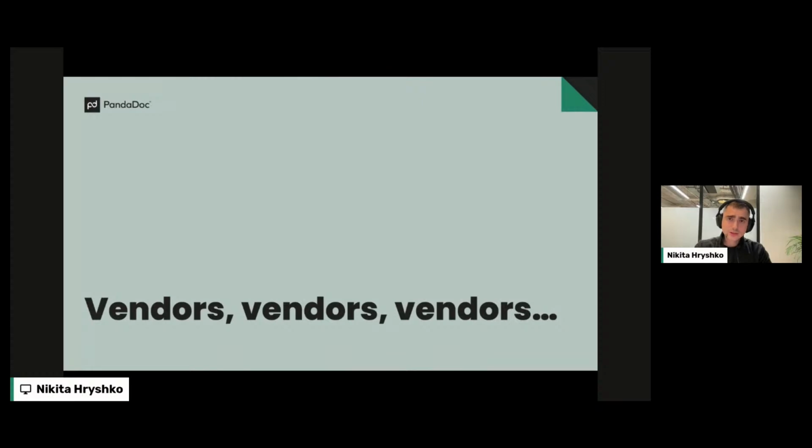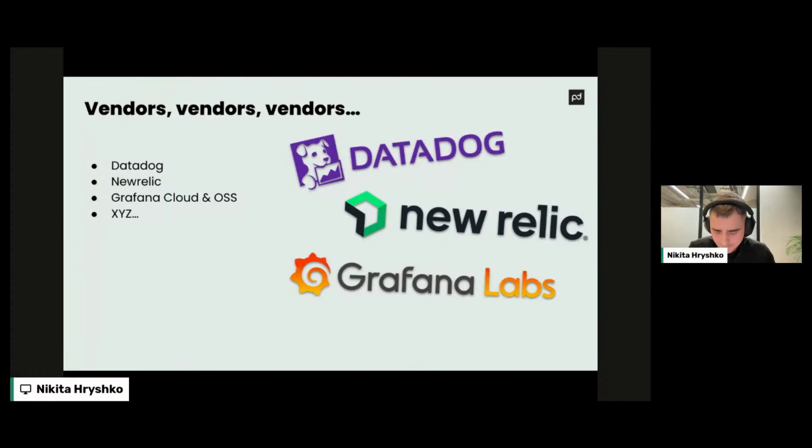And of course, we started with the market research and prototypes. In the beginning, we considered 4 main options for our research and our prototypes: PandaDoc, New Relic, Grafana Cloud, and an open source solution. And you might wonder, ask me questions like, why didn't you consider vendor XYZ, ABC, or any other?